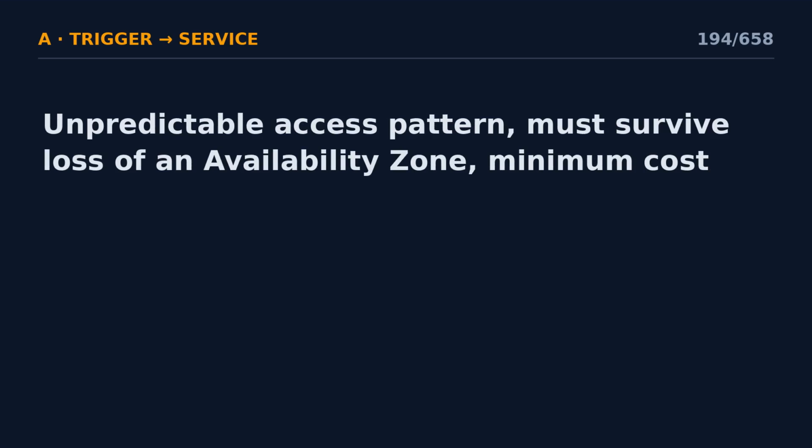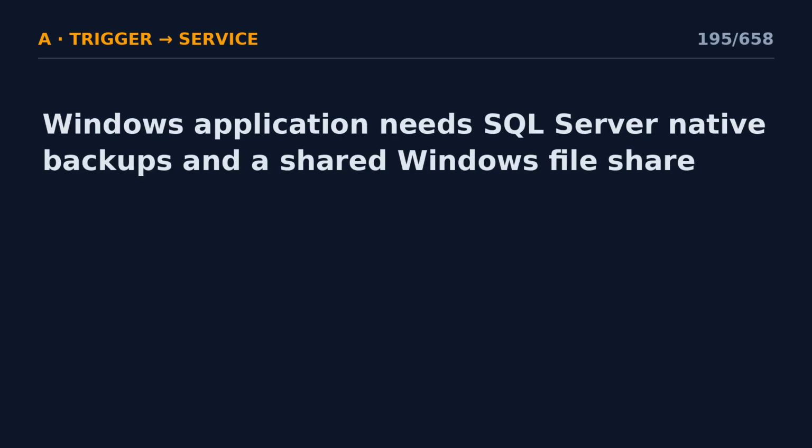Unpredictable access pattern. Must survive loss of an Availability Zone. Minimum cost. Answer: S3 Intelligent-Tiering. Windows application needs SQL Server native backups and a shared Windows file share.